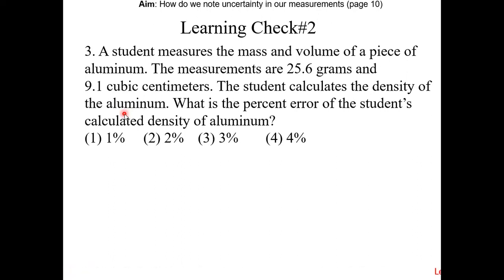Okay, so we got calculated. So density is mass over volume. That'll give you the measured value of that student's density of aluminum. Now you look up on Table S the actual density of aluminum. You use Table T's equation to calculate the percent error, and that should give you 4% error.